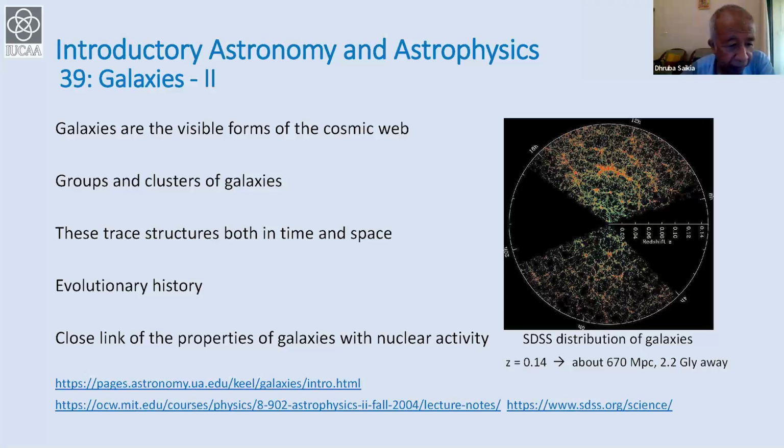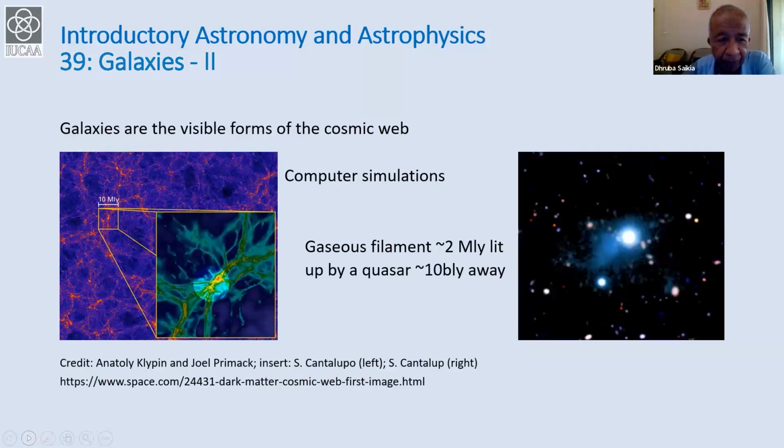Okay. Now, we have looked at the Milky Way, and we have seen it's a beautiful spiral galaxy. And what are the different kinds of galaxies that exist in our universe is what we will try and have a look at today.